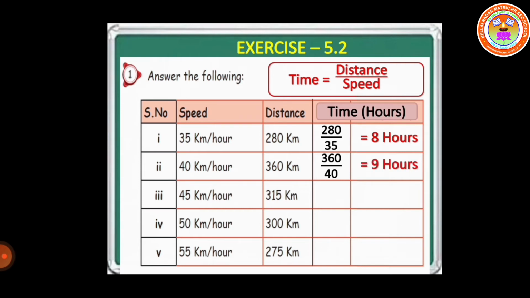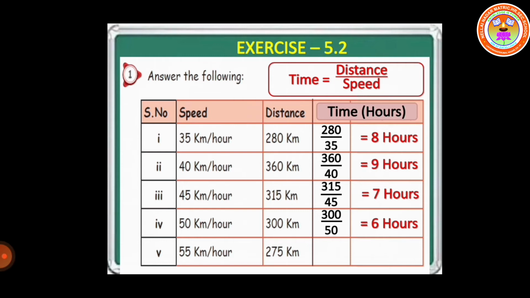Then the third subdivision you see, distance given 315 km and speed given 45 km per hour. So when we divide 315 by 45, we will get 7 hours. Next one you see, distance 300 km and speed 50 km per hour. When we divide 300 by 50, we will get 6 hours.